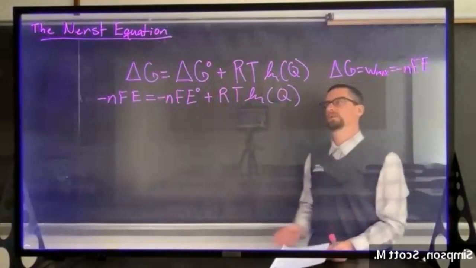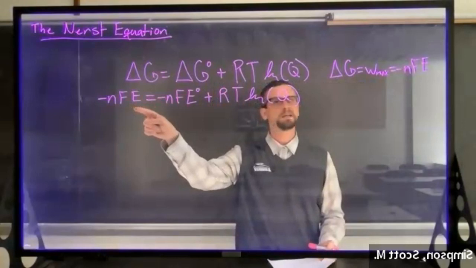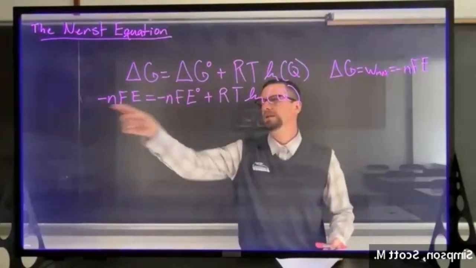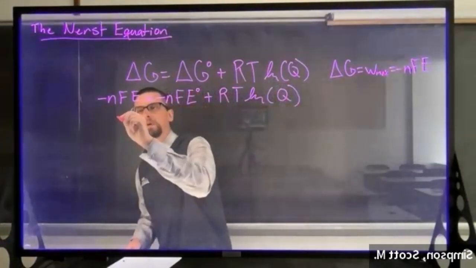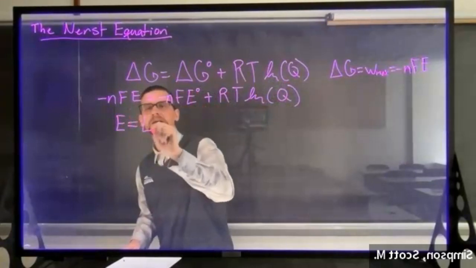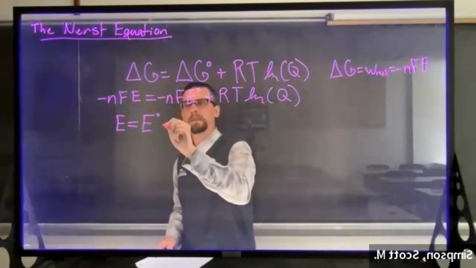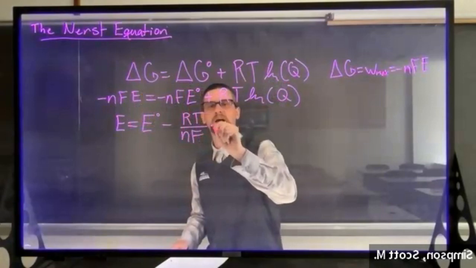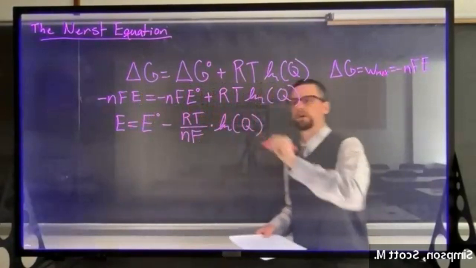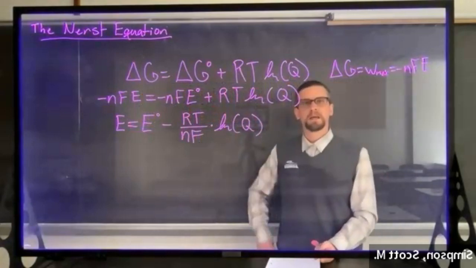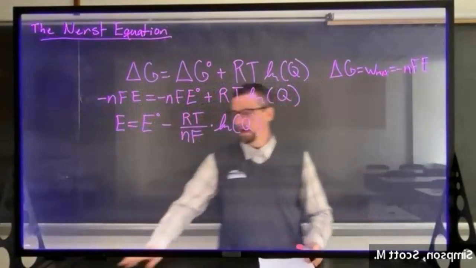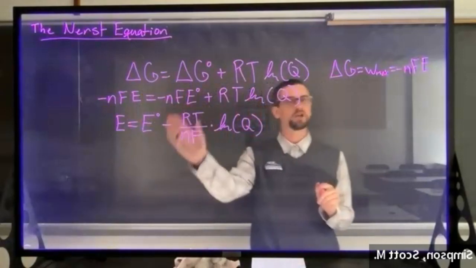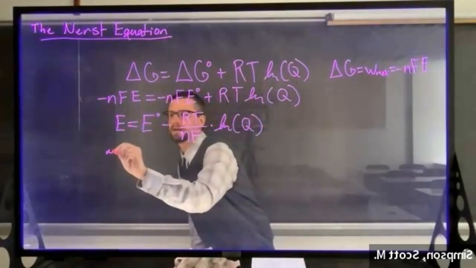So what we can do is manipulate this through. We want to find this electromotive force at non-standard conditions, so we divide by negative nF. When we do that, we get E is equal to E naught minus RT over nF times ln Q, our reaction quotient. If we're at 25 degrees C, this is a conglomeration of constants, and we get a new expression.